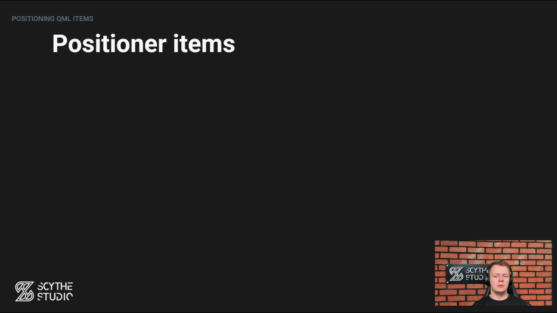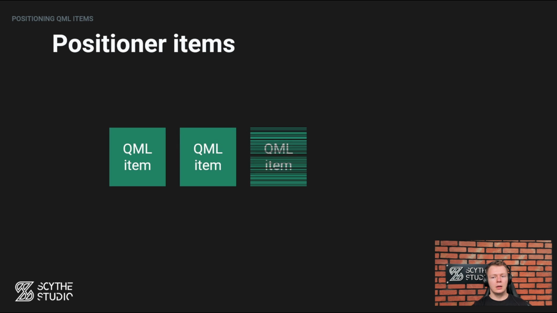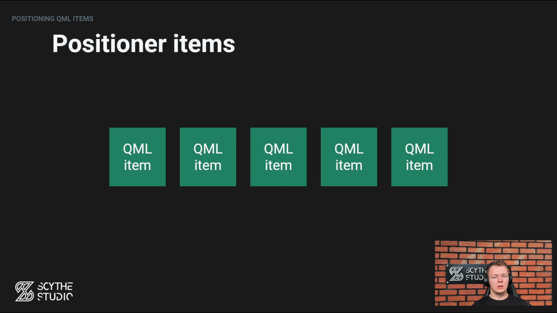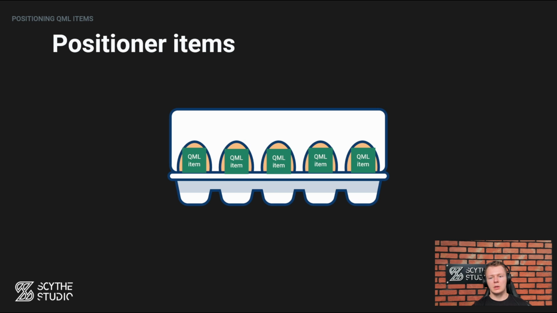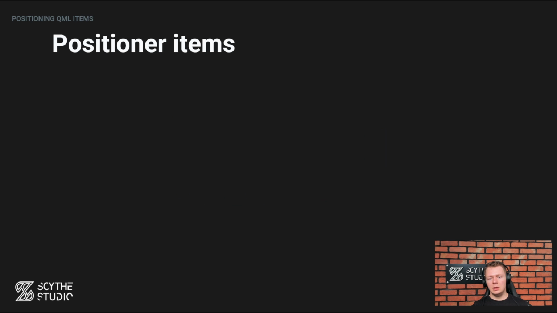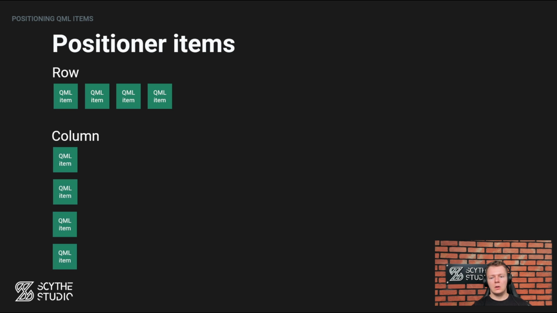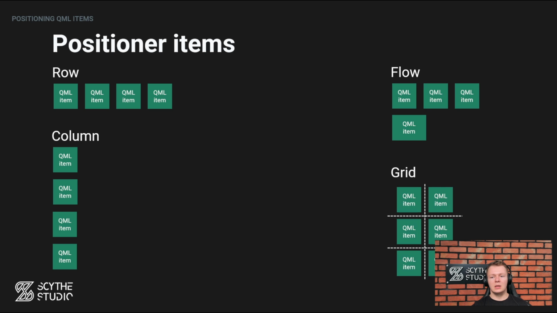What if we want to arrange multiple items equally, like in a single line? You could of course use anchors and position all the items next to each other, but this is impractical. Then it's advised to use an egg container, which will evenly and accurately place our items in a line. Of course, I'm kidding. I'm referring to positioner items in QML, and we can include Row, which positions items horizontally, Column, which positions them vertically, Flow, and Grid, which act a bit like a combination of Row and Column.